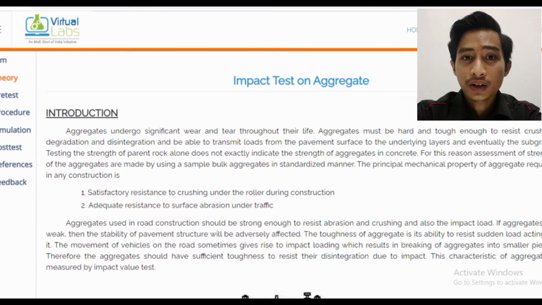The toughness of aggregate is its ability to resist sudden load acting on it. The movement of vehicle on the road sometimes gives rise to impact loading, which results in breaking of aggregate into smaller pieces. Therefore, the aggregate should have sufficient toughness to resist their disintegration due to impact. This characteristic of aggregate is measured by impact value test.